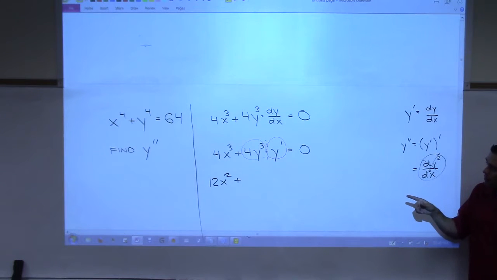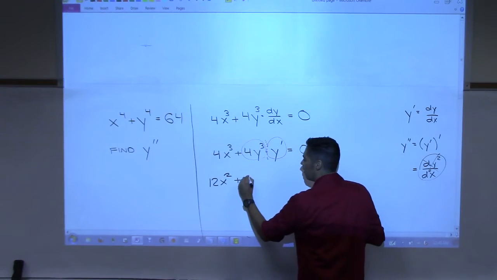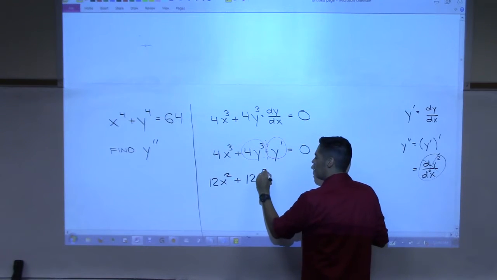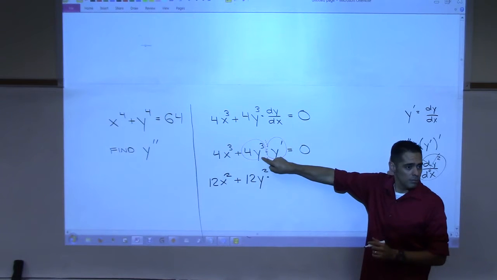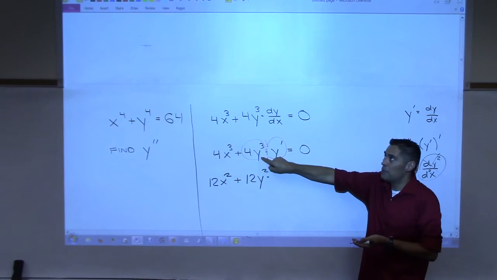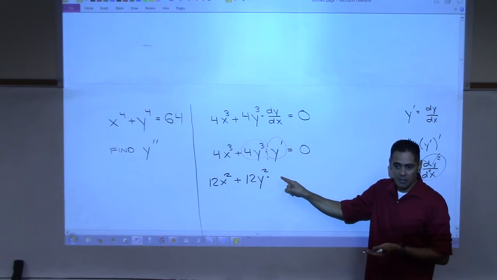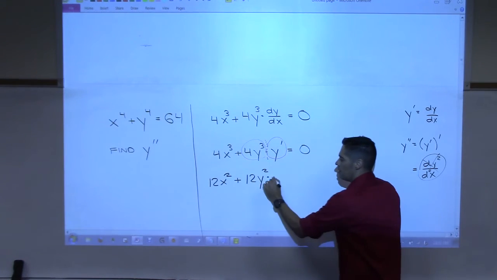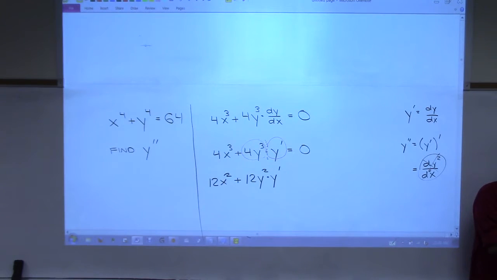All right, the derivative of the first one is 12y squared dy dx, because you have to do the chain rule on that, wouldn't you? Because I'm differentiating with respect to x. So this would be 12y squared dy dx. But I'm going to put y prime instead of dy dx. Is that okay? That's the derivative of the first one.